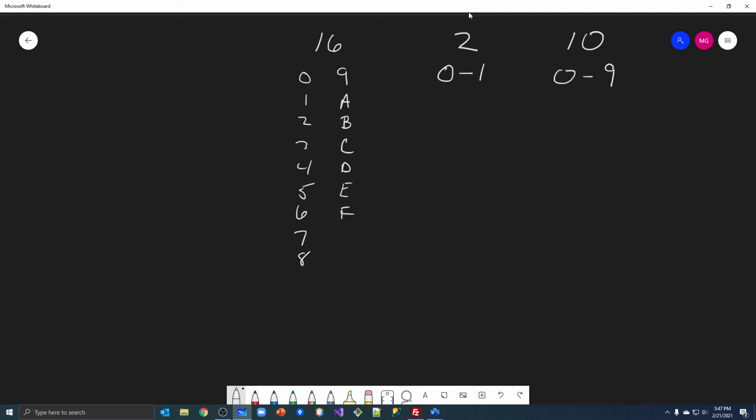Okay, so we run out of numeric digits from our traditional numbering system, so we start using letters. So A is 10, 11, 12, 13, 14, and F is 15. Okay, so those are the values 0 through 15 for our base 16 numbering system. Okay, so that can get a little bit confusing for people. So let's start out with an example.